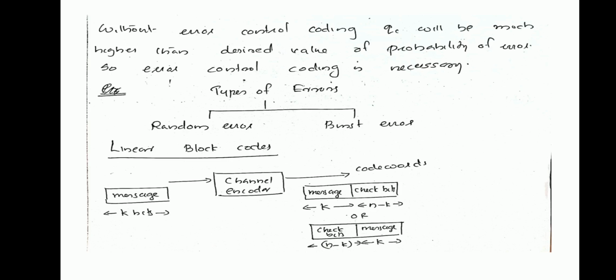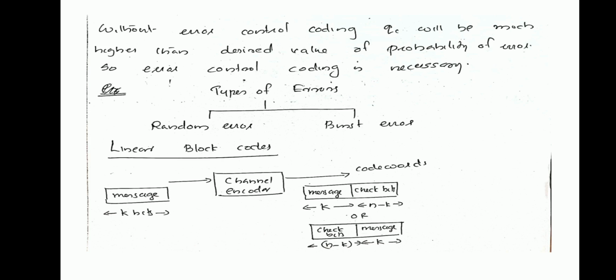Next we can see what is a linear block code. So that's the first topic coming under error coding. We already said that a block code consists of k message bits and n minus k check bits. The channel encoder will receive these k message bits and add n minus k check bits, then convert that into a code word. So that is a block code.